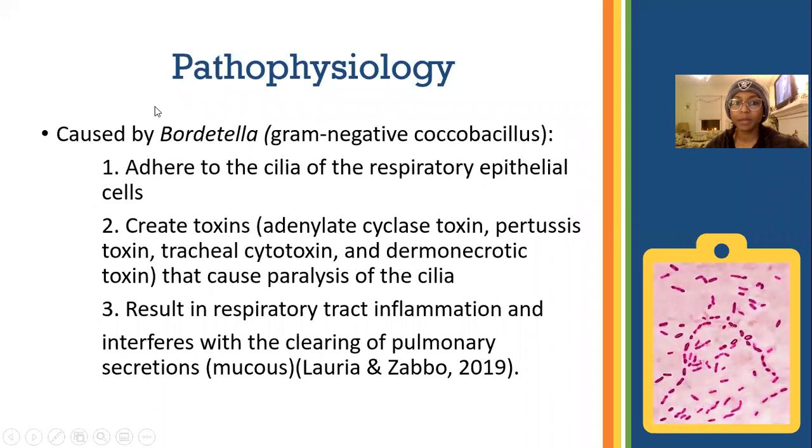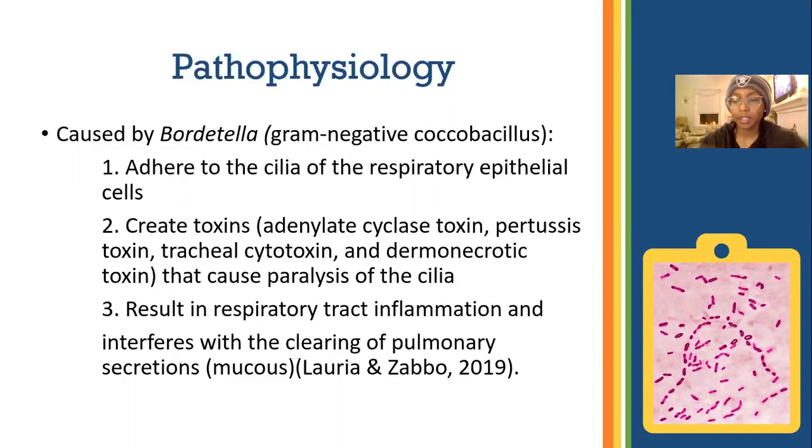So first we're going to be talking about the pathophysiology related to this disease process. Basically, this bacteria called Bordetella gets into your respiratory tract and attaches itself to the cilia that are found in the lungs. The cilia are kind of like hair, but they flow back and forth. They remind me of a sea anemone on a coral reef in the ocean, and they help with movement in the respiratory tract.